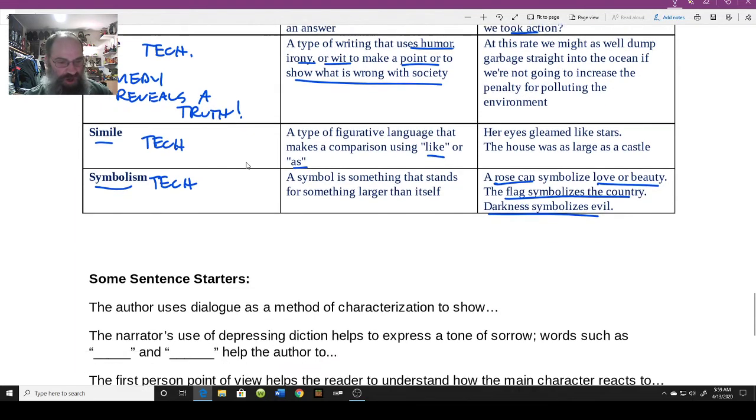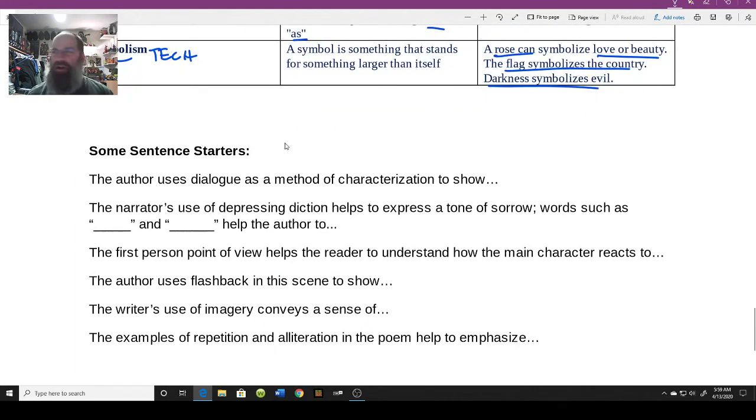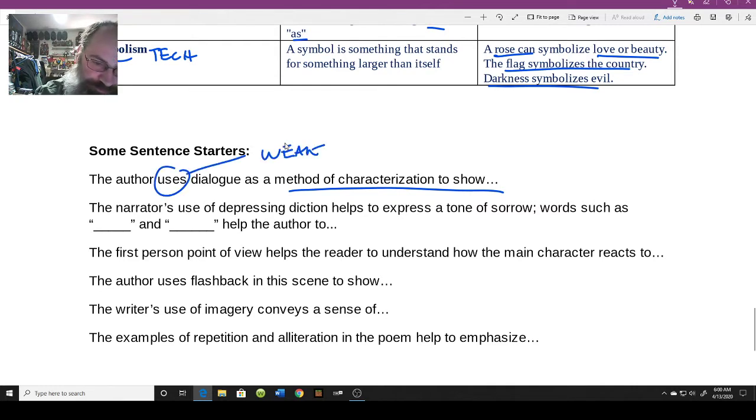All right, sentence starters. How to write about this junk. All right, we got a weak verb right off. But if you've got 45 minutes, shows, man, go to the well. You've got 45 minutes. The author uses dialogue as a method of characterization to show. But you can very easily rewrite that as the author's dialogue characterizes. You can turn this into a verb. This is a weak verb, but it works.